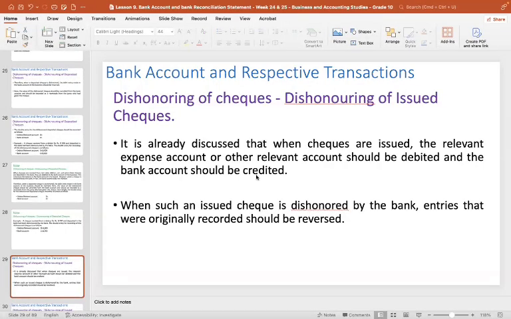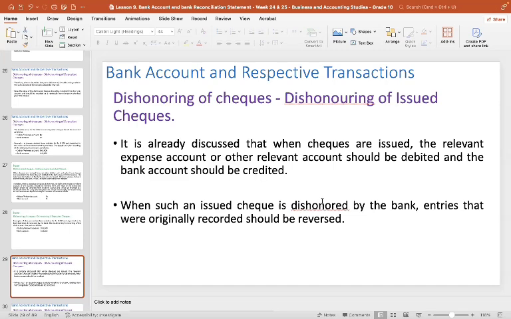Okay, now last session we studied dishonoring of checks, the concept, and then the dishonoring of checks where the dishonored check is a deposited check. Now we are going to talk about dishonoring of checks where the check is an issued check, not a deposited check.